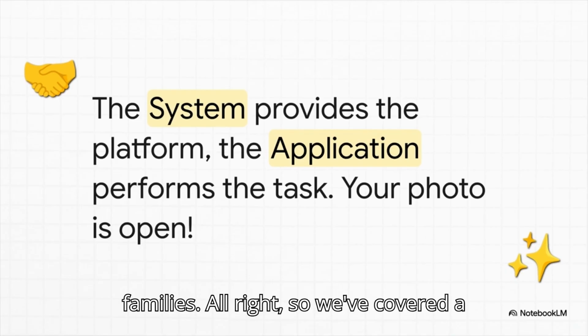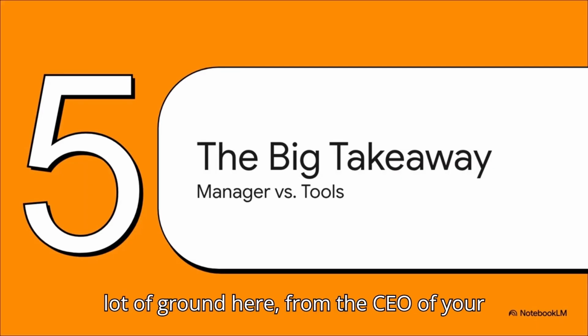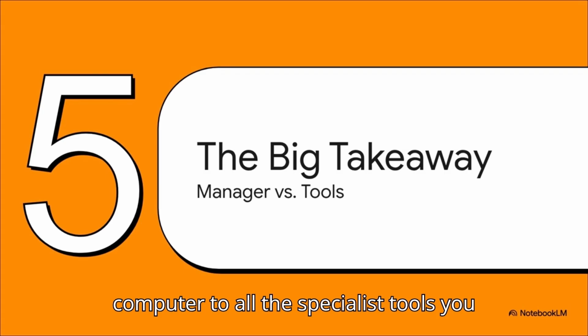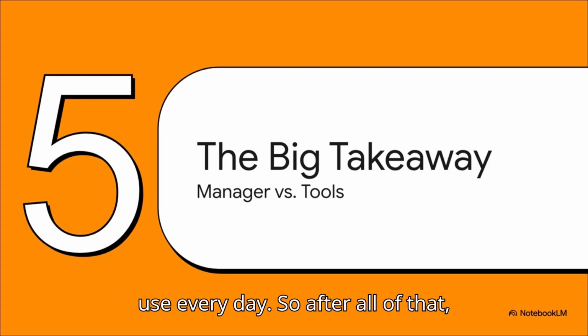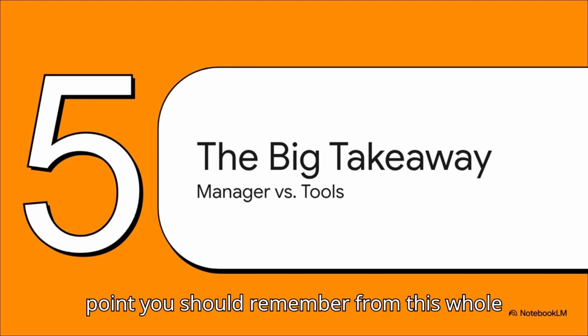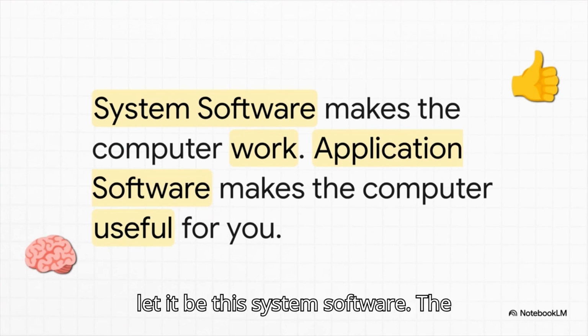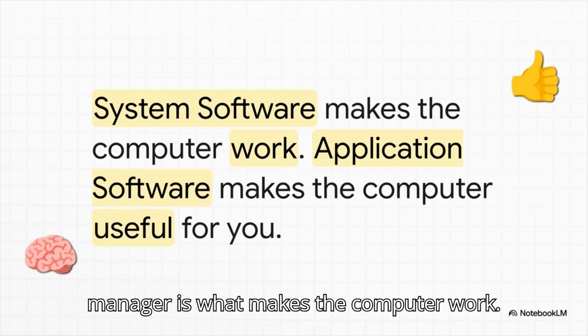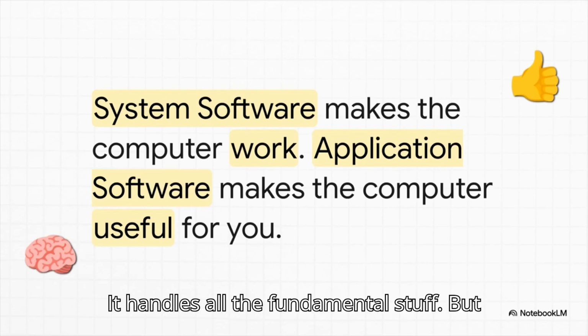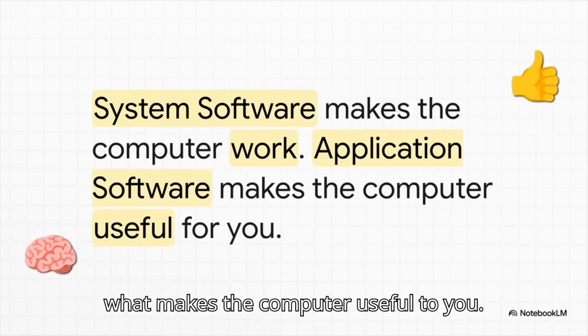All right, so we've covered a lot of ground here, from the CEO of your computer to all the specialist tools you use every day. So after all of that, what's the one big thing, the crucial point, you should remember from this whole explainer? If you remember just one thing, let it be this. System software, the manager, is what makes the computer work. It handles all the fundamental stuff. But application software, the tools, that's what makes the computer useful to you.